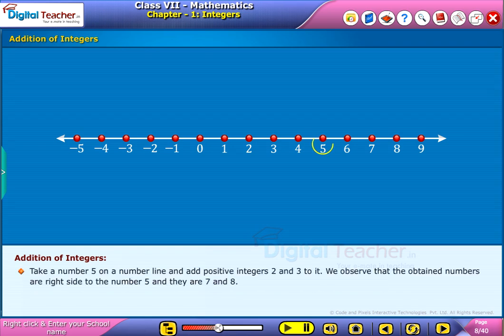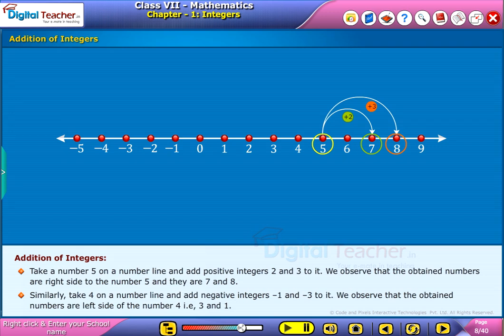Take a number 5 on a number line and add positive integers 2 and 3 to it. We observe that the obtained numbers are right side to the number 5 and they are 7 and 8. Similarly, take 4 on a number line and add negative integers -1 and -3 to it. We observe that the obtained numbers are left side of the number 4, that is 3 and 1.